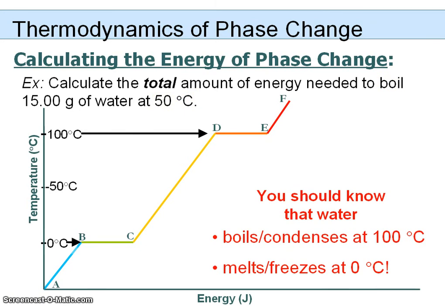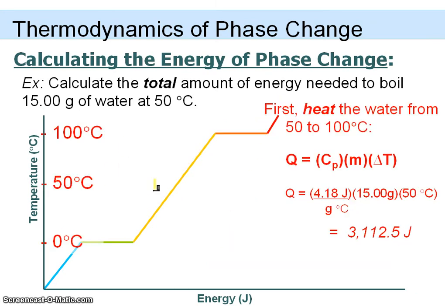This problem is expecting that you already know that water boils at 100 degrees Celsius and melts or freezes at 0 degrees Celsius. So if we are starting with water at 50 degrees Celsius, which is about right here, and they want us to boil the water, that means we need to bring it up to its boiling point. And then if they're asking us to boil, they want us to not only warm the water, but turn it from a liquid to a gas. So this looks like we're going to be using two different equations because this is a two-step process.